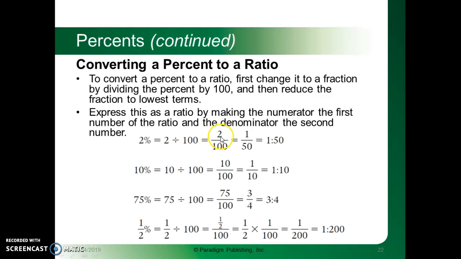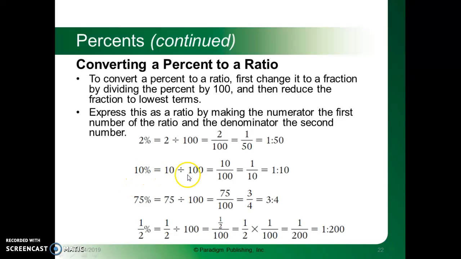So if we want 2% as a ratio, we'll divide 2 by 100 and convert it to a fraction, so 2/100. Reduce this by 2, so you get 1/50. So remember the fraction converts into a colon, so 1 to 50 would be your conversion from percent to ratio.